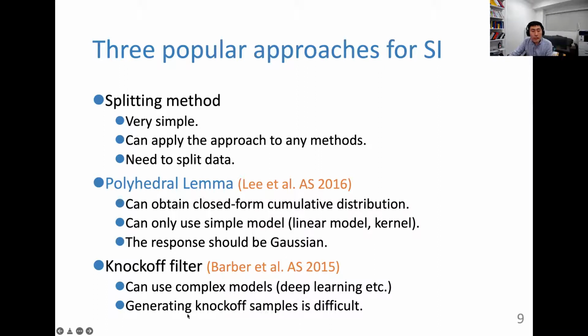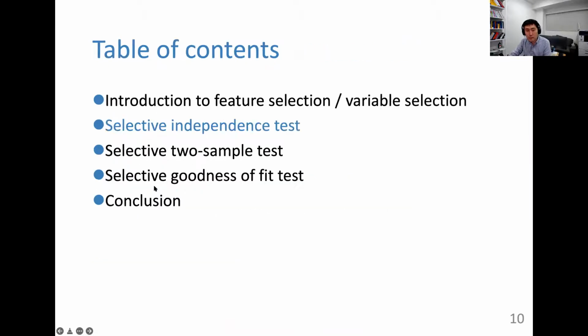However, with the knockoff filter, we first generate some samples called knockoff samples, and then we do some hypothesis testing. But actually generating knockoff samples is difficult. So in this seminar, I mainly focus on the polyhedral lemma based approach, but you can use any type of method, depending on what you want. All the methods have pros and cons, but in this talk I will focus on the polyhedral lemma approach.